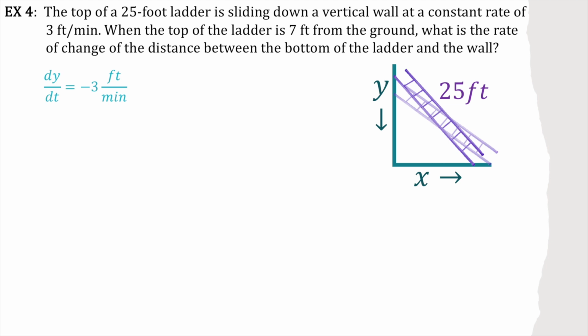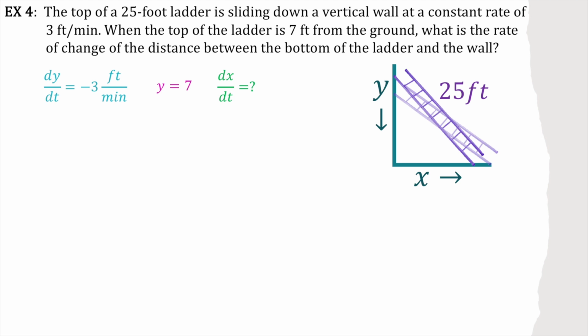So dy/dt is negative 3 feet per minute. When the top of the ladder is 7 feet from the ground, what is the rate of change of the distance between the bottom of the ladder and the wall? So we're looking for dx/dt.